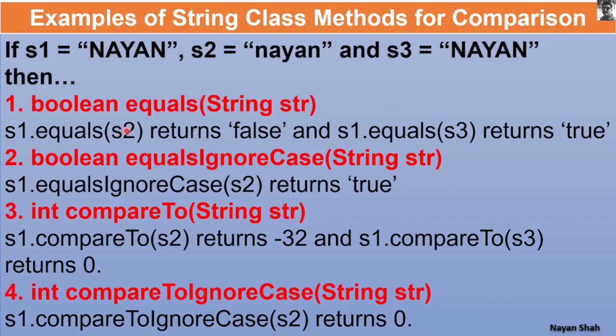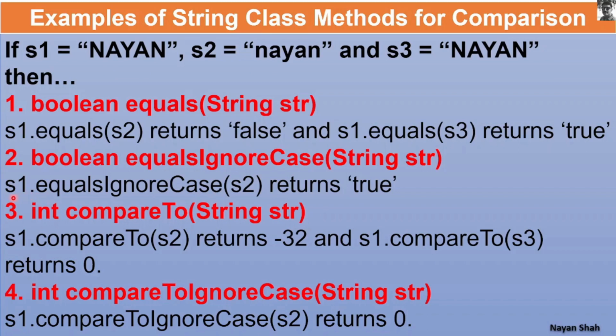I hope you understand that when both the strings you are comparing are exactly the same, like S1 and S3, it will return true. But if there is some difference, even a difference of capital and small, it will return false. The second method is boolean equalsIgnoreCase. If I say S1.equalsIgnoreCase(S2), where S1 is capital NAYAN and S2 is small nayan, it will still return true, because we are ignoring the case.